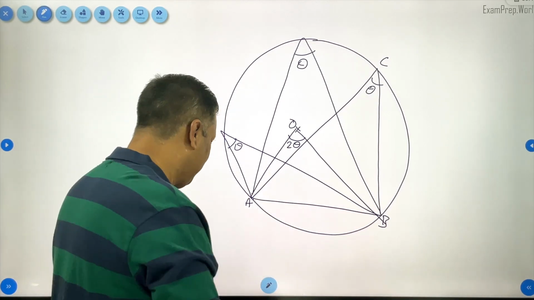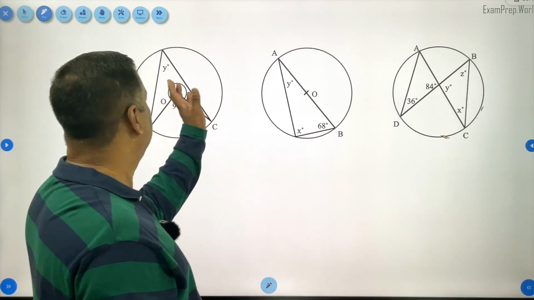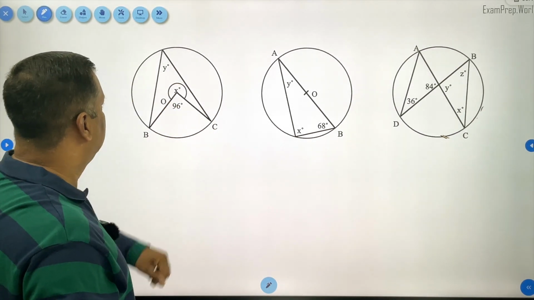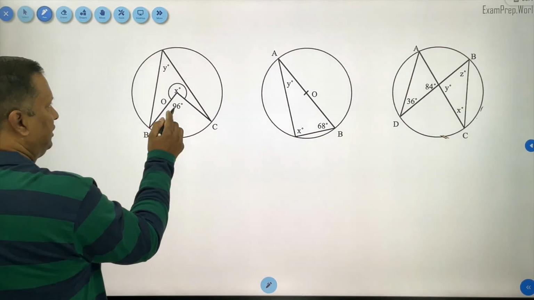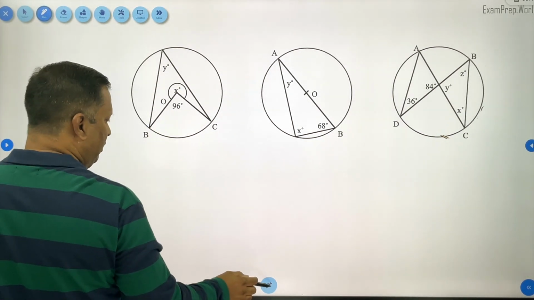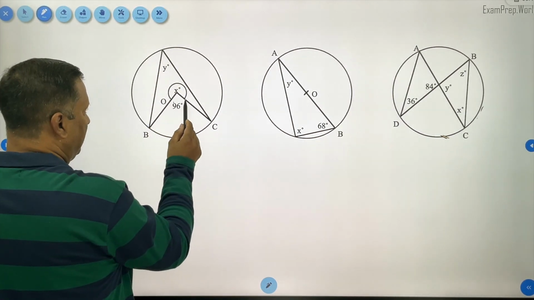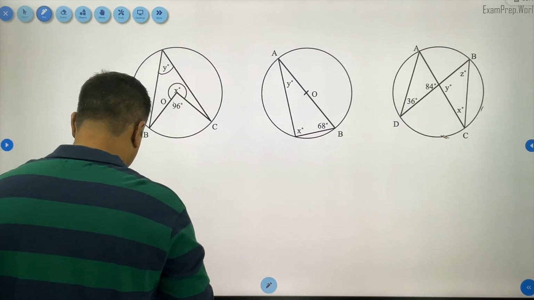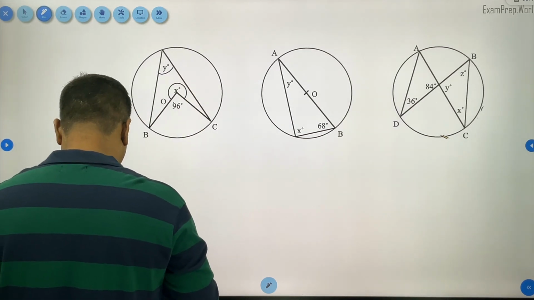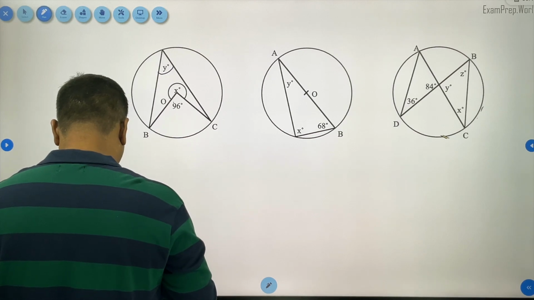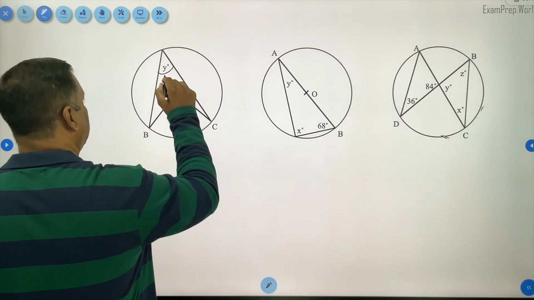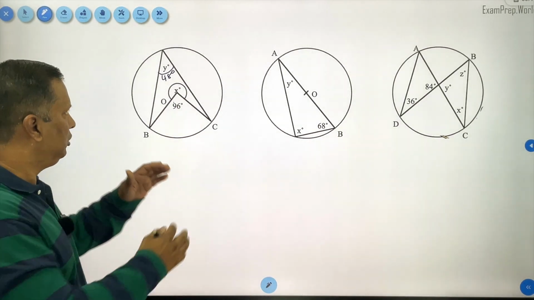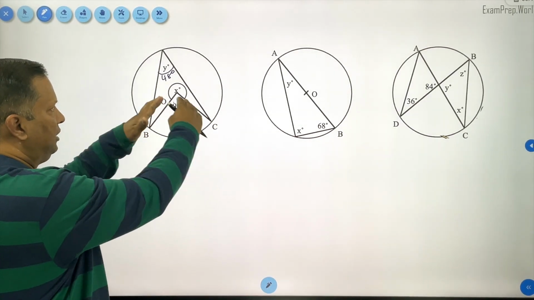So interesting questions coming up. First one is here. They are asking you to find x and y. If this is 96, remember I told you, this angle will be double of this. What is 96 divided by 2? 48. So y is how much? 48, because BC is an arc.